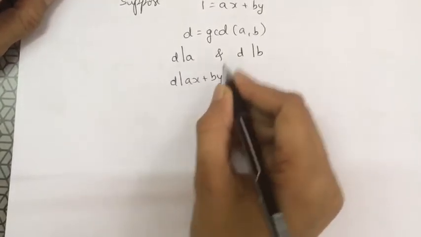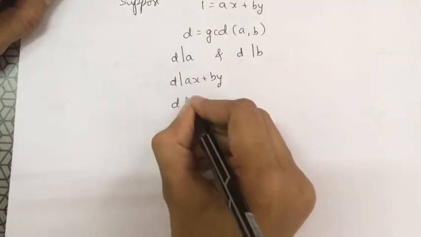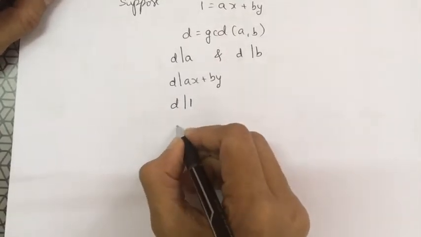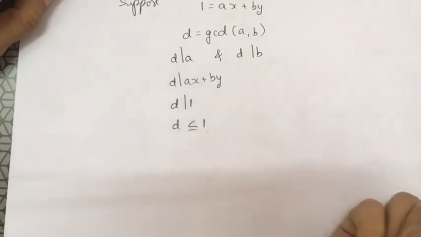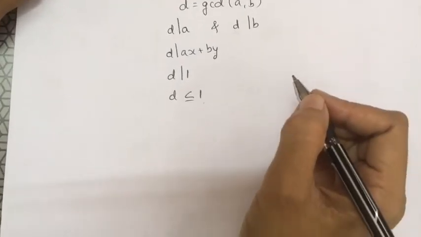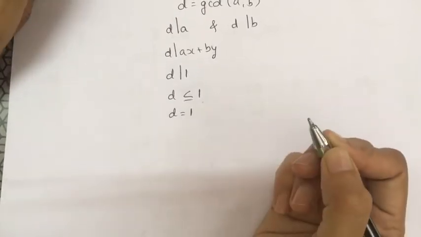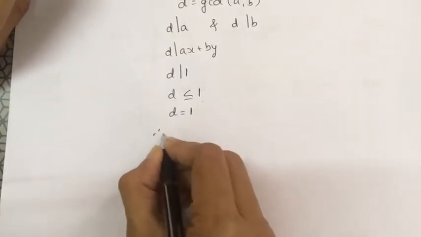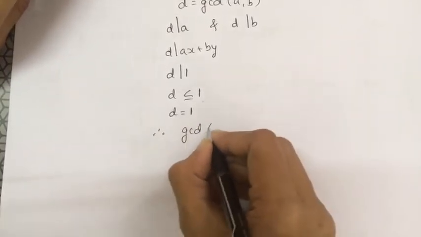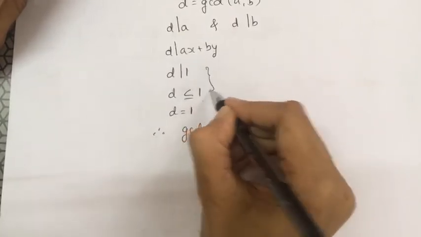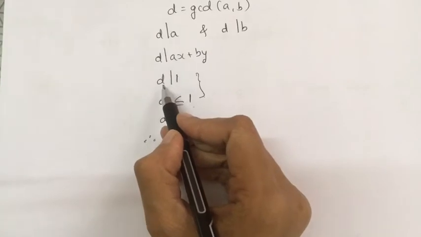Then what is AX plus BY, which is equal to 1, right? So thus D must be less than or equal to 1. Since we know that D is a positive integer, D must be equal to 1. Therefore, I can say GCD of A and B is equal to 1. I hope this step is clear. This we have proved actually.